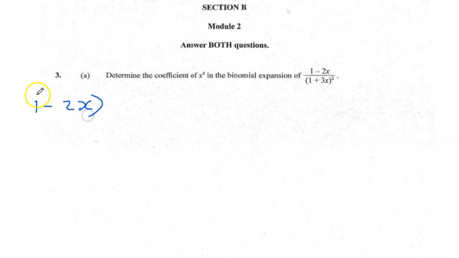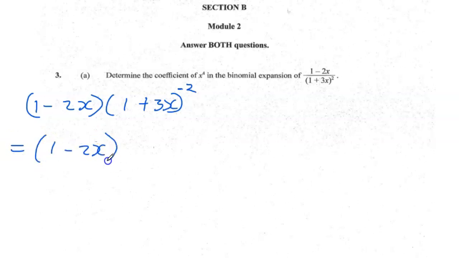So I'm going to rewrite, bringing up the denominator into the numerator. Based on the laws of indices, the sign of the power will change. So it was positive 2, it's now negative 2. So this is what we need to expand: 1 minus 2x times 1 plus 3x to the power of minus 2.